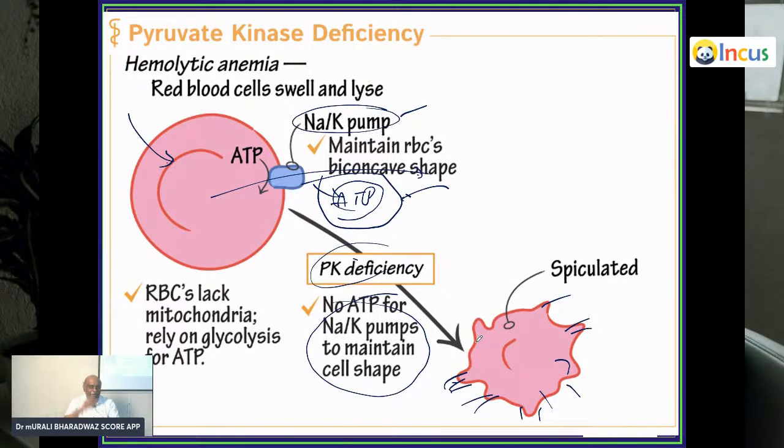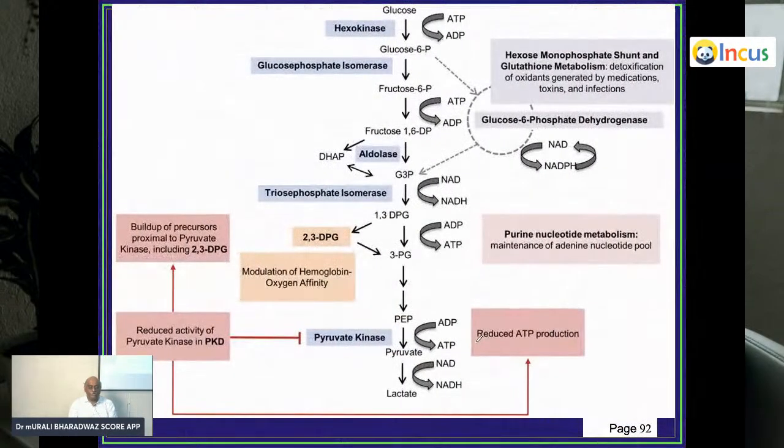If there is no ATP, right? So ATP is like currency. If it is not there, currency is just paper. This spiculated paper is also a paper. The RBC becomes like a spiculated paper, which is called a burr cell, right? Burr cell, right? So that is all the story of pyruvate kinase deficiency.